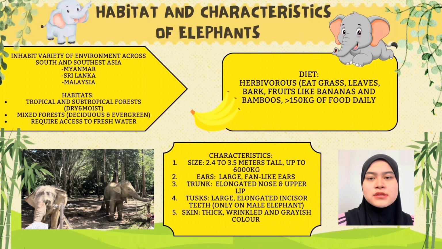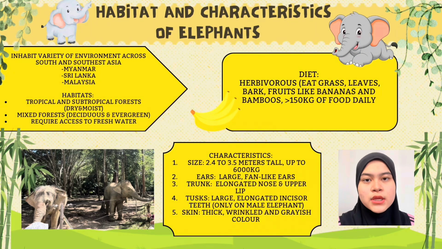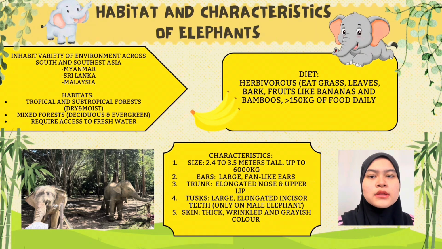There are 5 characteristics that I will talk about. The first one is size. The size of an elephant can be from 2.4 until 3.5 meters tall and up to 6,000 kg. The second one is ears. Their ears are large and fan-like. Their trunk is an elongated nose and upper lip. The tusk is a large, elongated incisor tooth, which is only on male elephants. And the last one is their skin. Their skin is thick, wrinkled and grayish in color.